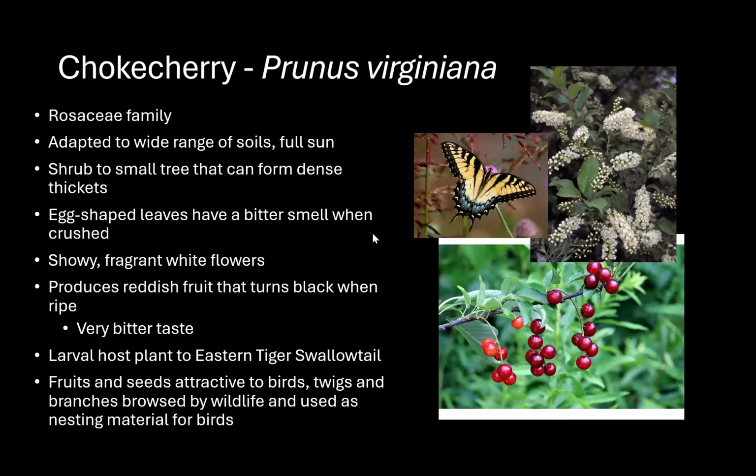Now, eventually, these flowers are going to give way to the fruit, kind of these loose berries, and they are going to start out red, and then they're going to turn black when they're ripe. This is also a very bitter taste, hence why it has the name chokecherry.